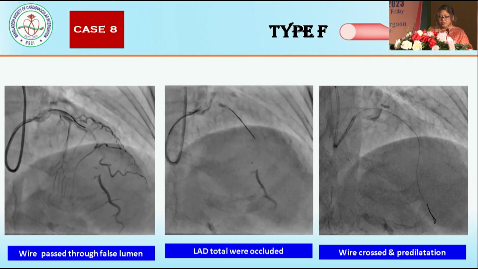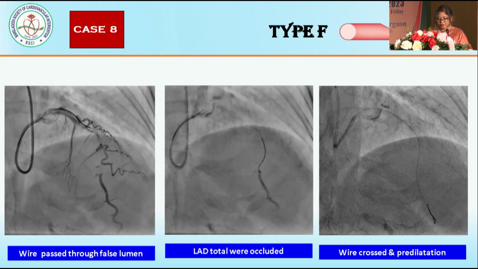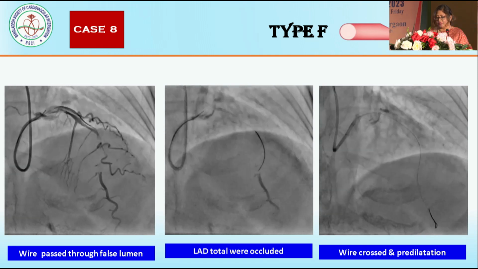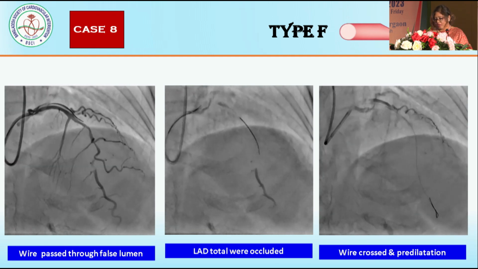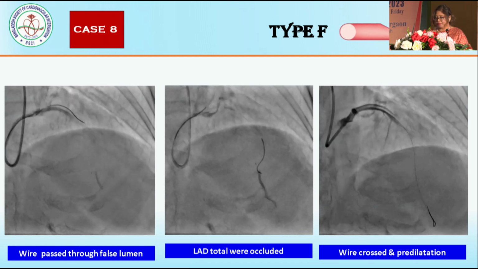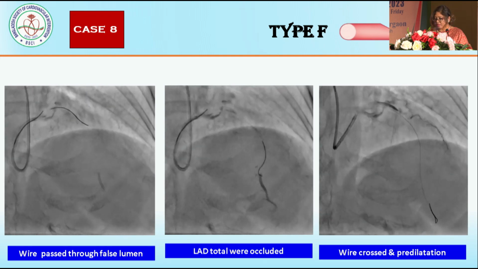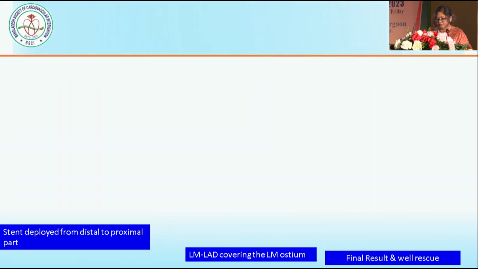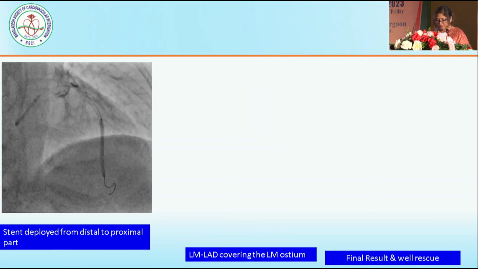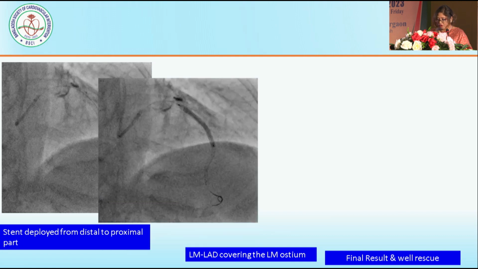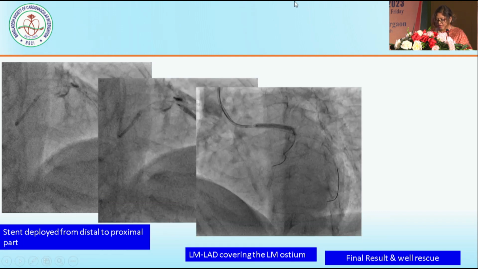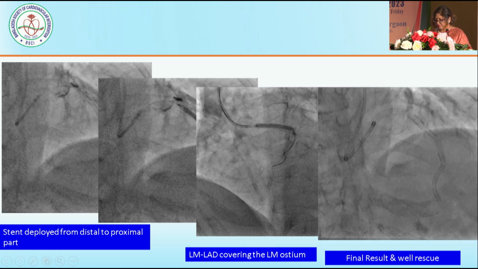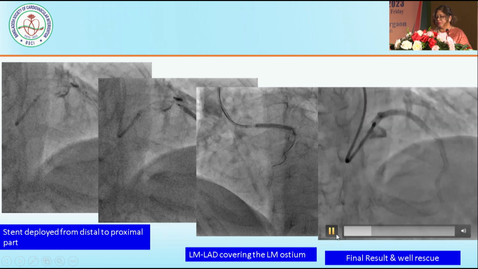Another patient started with the wire passed through the false lumen. After that, the whole LAD was blocked, totally occluded LAD. The patient developed chest pain and was hemodynamically unstable. So we managed to cross with the wire distally, and then we put a distal stent and then a proximal stent, and then a stent was placed covering the LM ostium. So this is the final cine. So we bailed out like that.